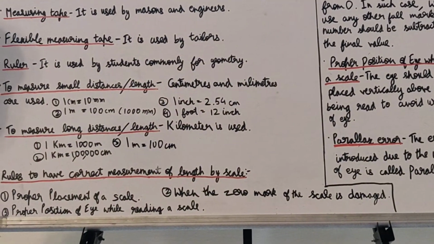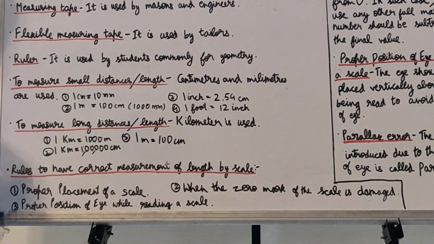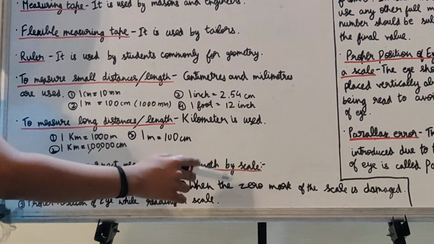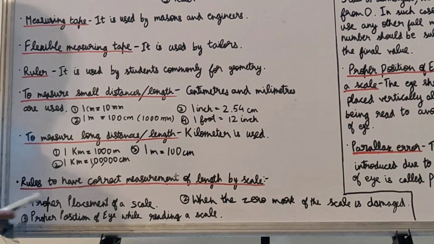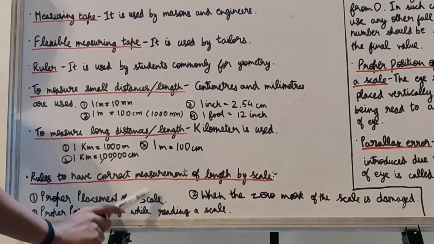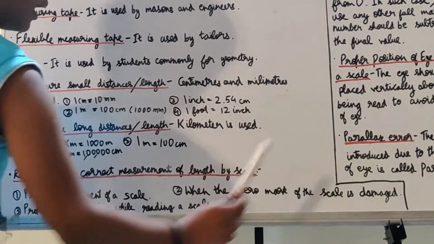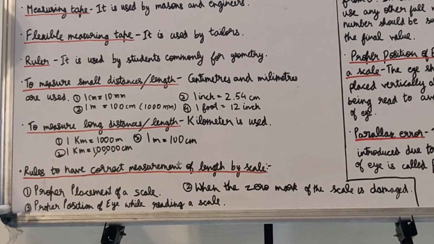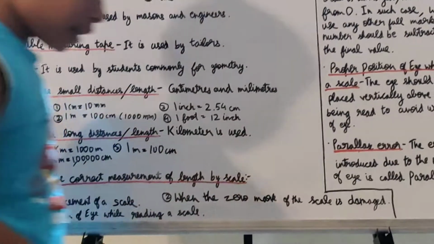Then, the rules to have correct measurement of length by scale. First is proper placement of a scale. Second, when the zero mark of the scale is damaged. Third, proper position of the eye while reading a scale. Now let's study these further.